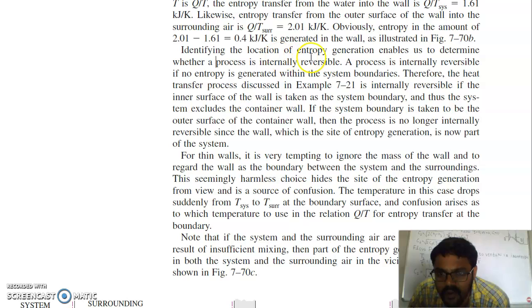So we have to identify the location of entropy generation, and this location enables us to determine whether a process is internally reversible. So this process is internally reversible if the inner surface of the wall is taken as the system boundary. Does the system exclude the container wall? If the system boundary is taken to be the outer surface of the container wall, then the process is no longer internally reversible, since the wall, which is the site of entropy generation, is not part of the system.